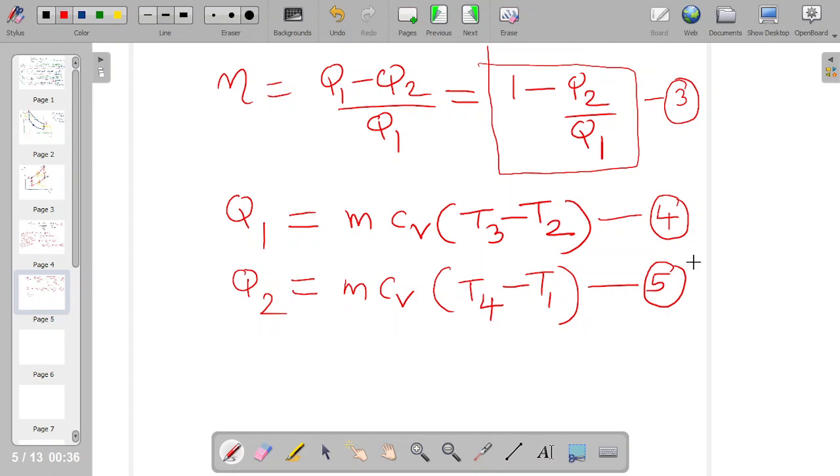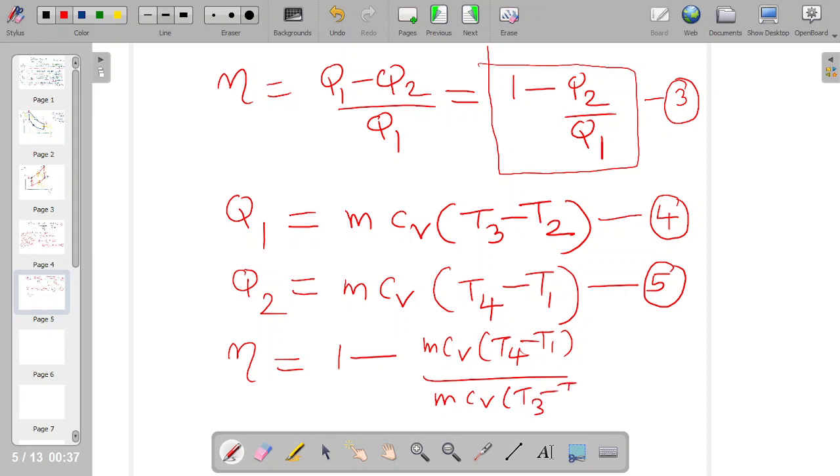So we have obtained two equations in terms of temperature difference, mass and specific heat. Now substitute equations 4 and 5 in 3. So we will get efficiency is equal to 1 minus Q2, which is m CV (T4 minus T1), divided by Q1, which is m CV (T3 minus T2). We can cancel m CV from numerator and denominator. So it will be 1 minus (T4 minus T1) by (T3 minus T2). This is our equation 6.